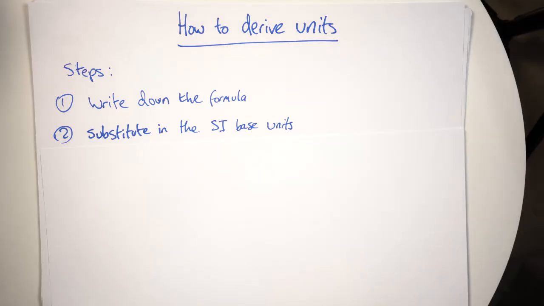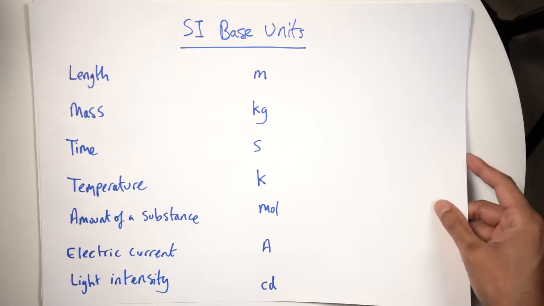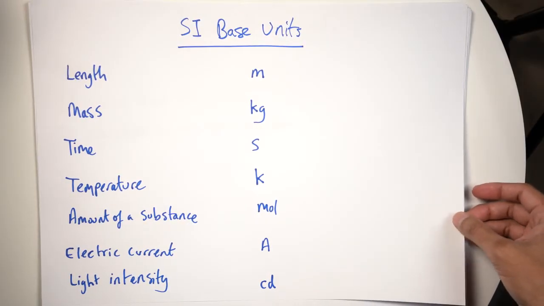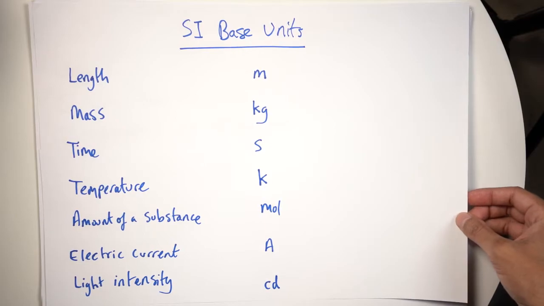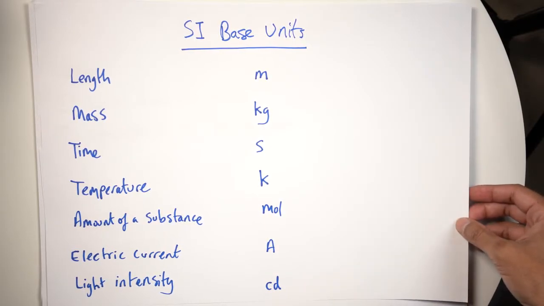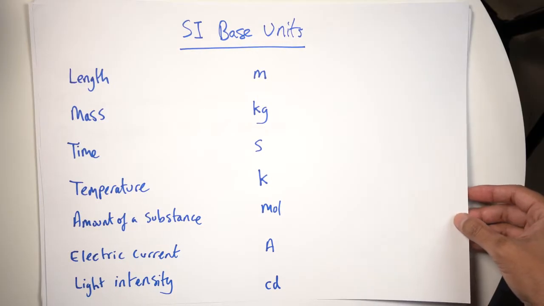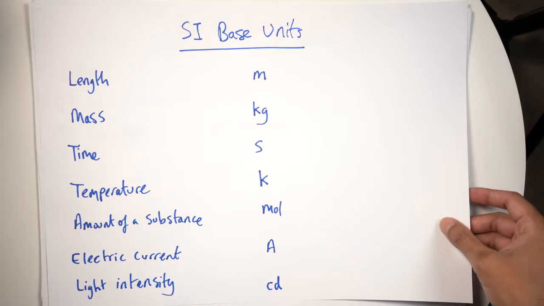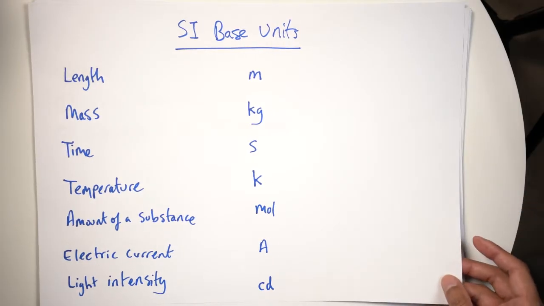Now this means we need to know what the base units are, and these are the base units. So we've got length in meters, mass in kilograms, time in seconds, temperature in Kelvin, amount of a substance is mole, electric current is amperes or amps, and light intensity is candela. And we've got the abbreviations over here. So you need to have a good grasp of this.